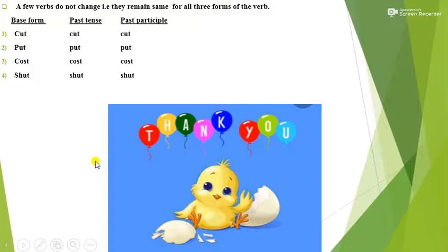I hope you understood the lesson tenses. Please note down what is presented in the video in your English grammar copy with good handwriting and proper gap in between the words.